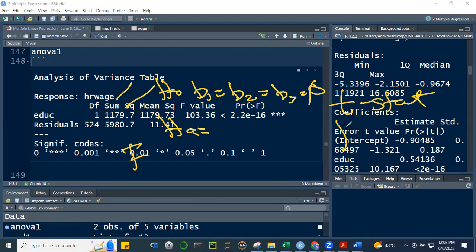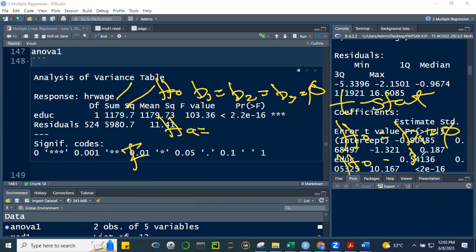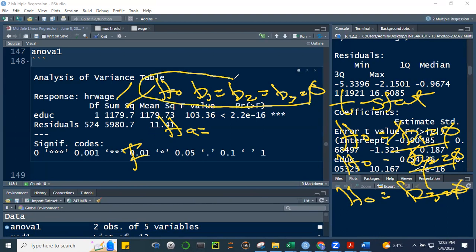So ano yung null hypothesis natin dyan? H null, B1 is equal to 0. H null, B2 is equal to 0. H null, B3 is equal to 0. So separate yung mga test yan, individual t-test yan. Ito, overall goodness of fit test. Iisang test, no? Okay? Did that answer your question?